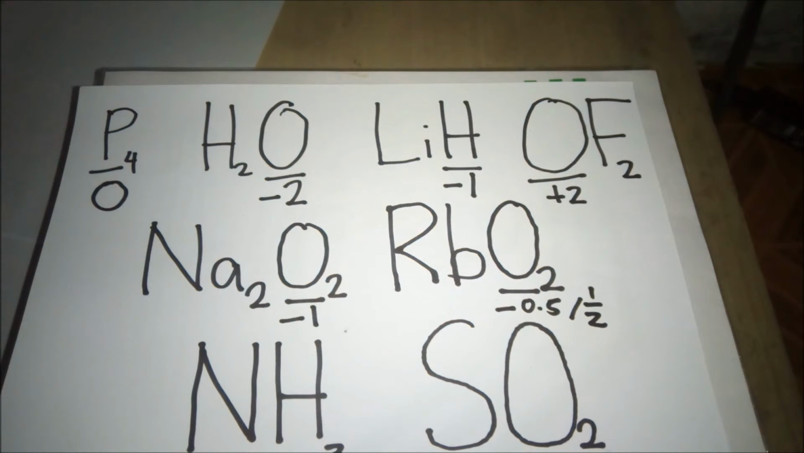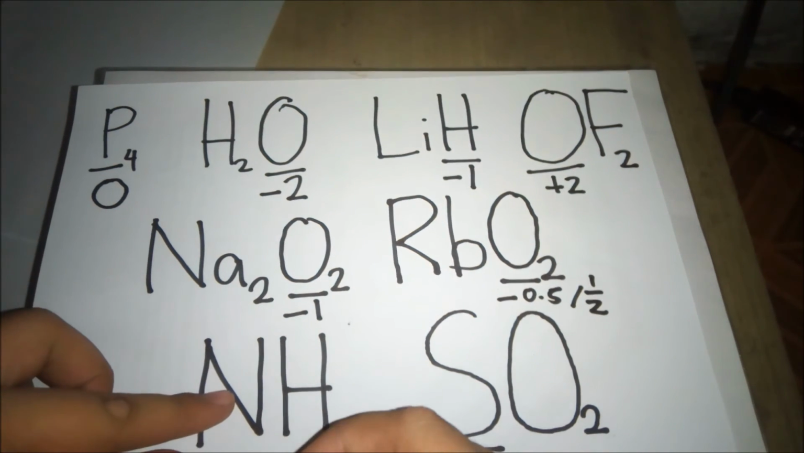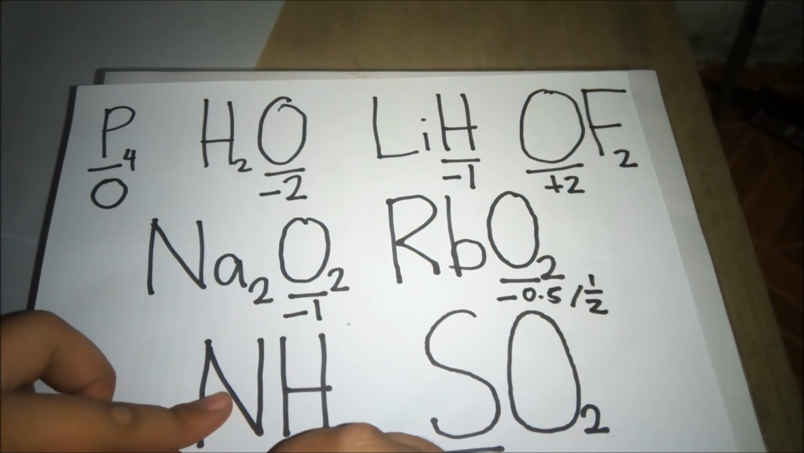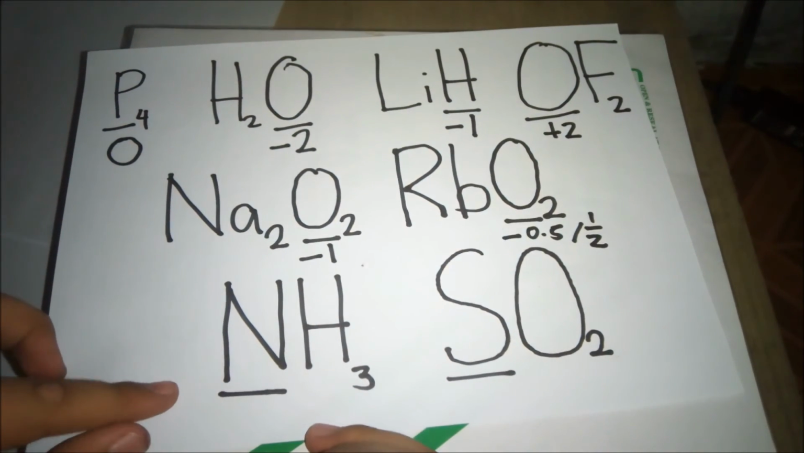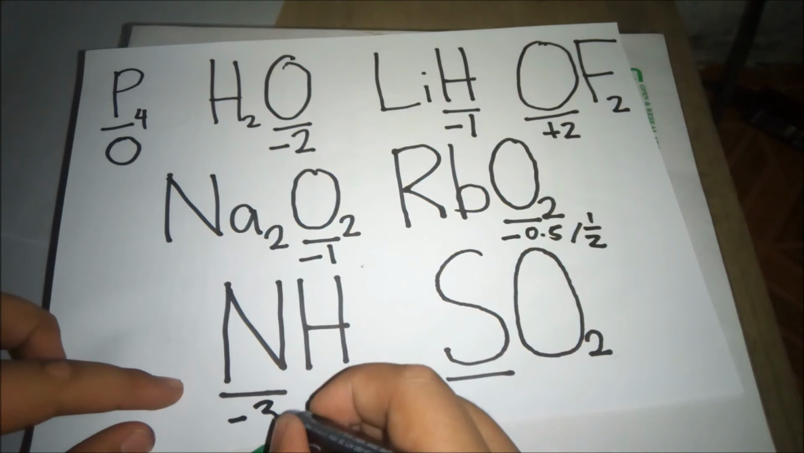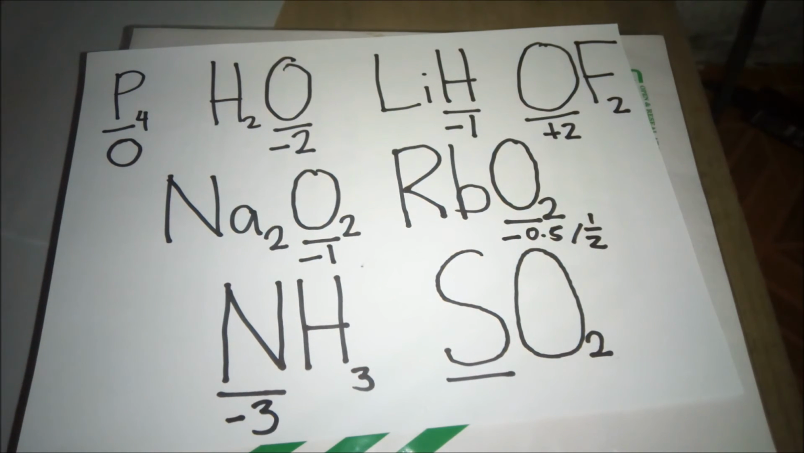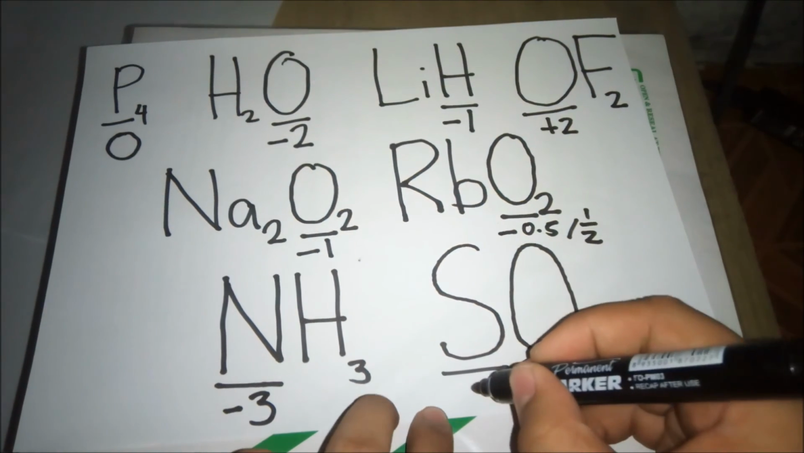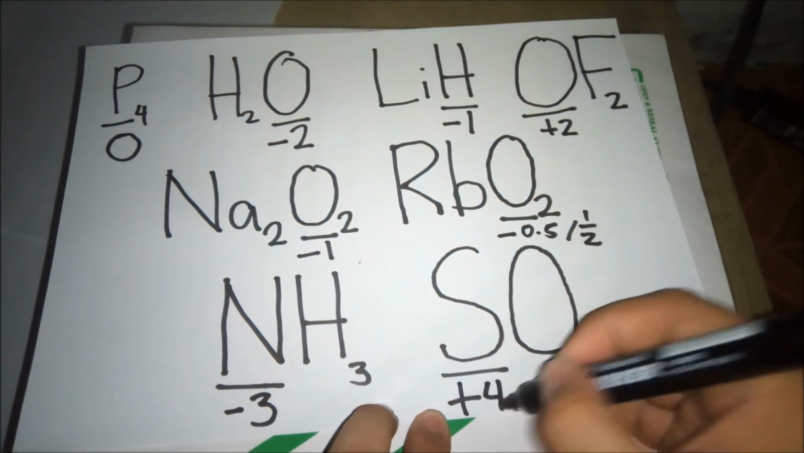Now in item number 7, we have to look for the oxidation state of N in NH3. Here, we solve for the oxidation state of N by referring to the first specific rule. It was discussed that hydrogen has an oxidation state of positive 1 in compounds unless bonded with metals. But in this case, N is not a metal. So when we solve for its oxidation state, we get a negative 3.